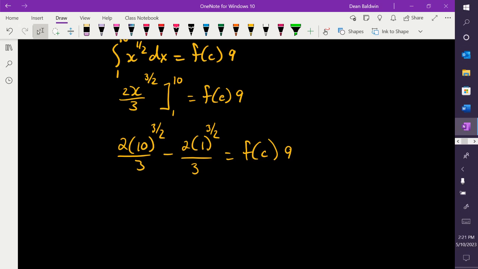What's the square root of 10? Well, the 2 is the square root, right? And then you cube it. So it's just 100. You're square rooting the 10 first. Does it matter what order you do? No. But it's not going to be.